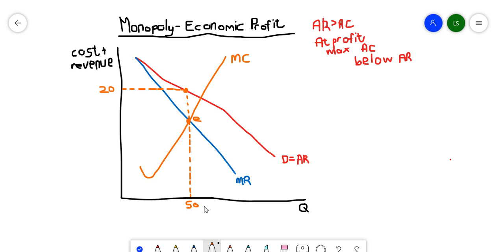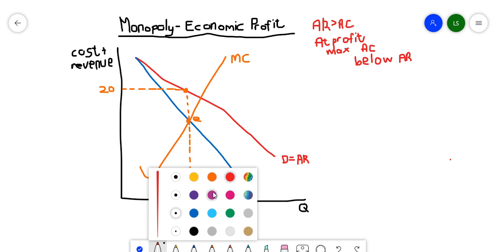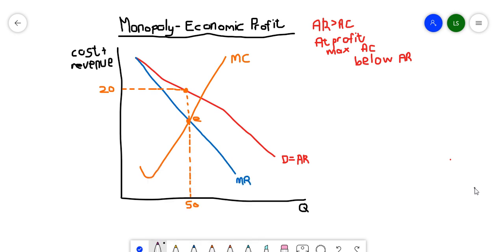And up to this point, every single graph is going to look exactly the same. Okay, because why? Because the placement of our average cost is now going to make this either an economic profit or a normal profit or an economic loss. Okay, we want to draw an economic profit. So we know our theory, okay, average revenue is more than average cost. So at my profit maximization point, my average cost curve has to be below my demand curve, my average revenue curve.